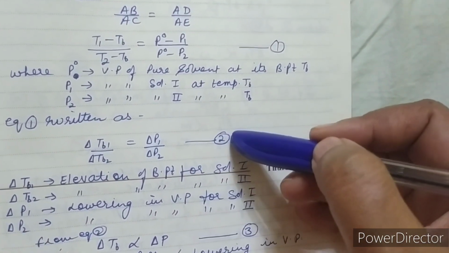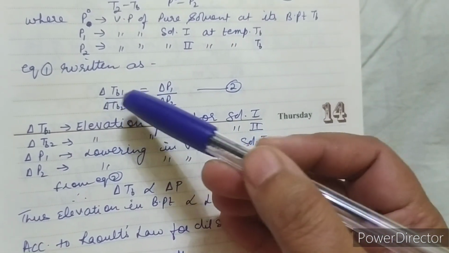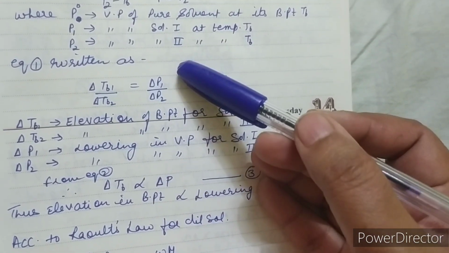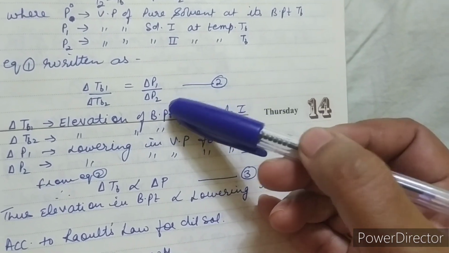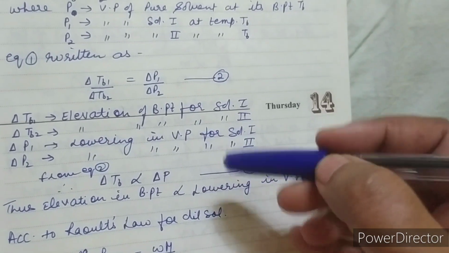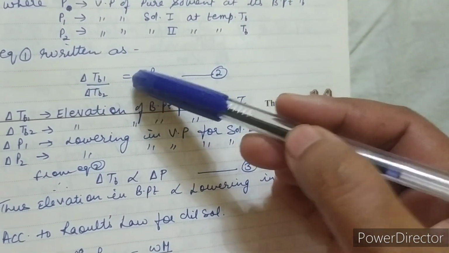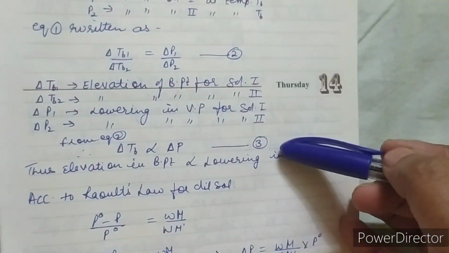So this is considered as equation 2. Now here this del TB1 is the elevation in the boiling point for solution 1. This is the elevation in boiling point for solution 2. This is lowering in vapor pressure for solution 1, and this is lowering in vapor pressure for solution 2. And from this equation you can clearly see that elevation in boiling point is directly proportional to the lowering in vapor pressure. That is equation number 3.